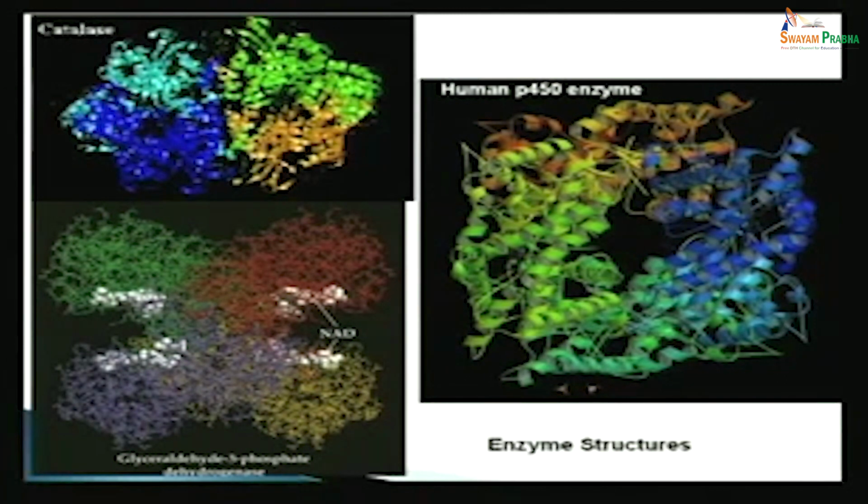These are pictures of a few enzymes. What you see on the top left corner is catalase, and what you see here is glyceraldehyde 3-phosphate dehydrogenase, another enzyme. This is a human P450 enzyme. And what you see is essentially these bunches of RNAs, DNAs and proteins clinging together and forming these ribbon-like structures.